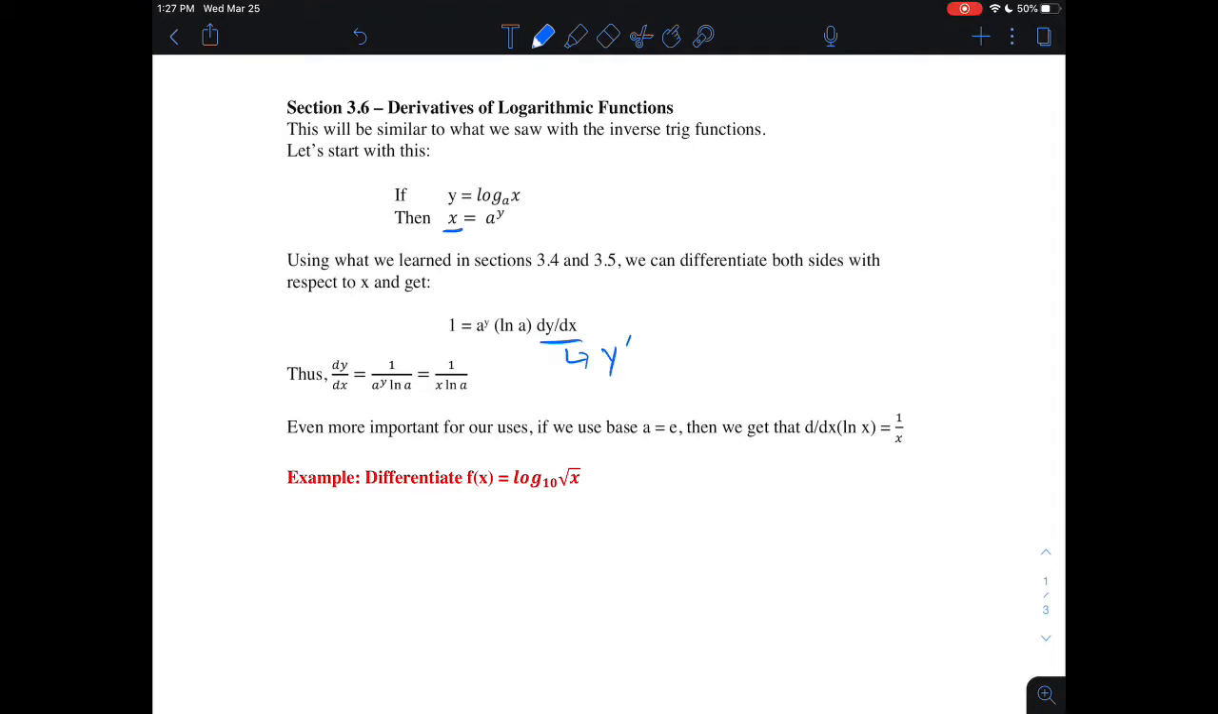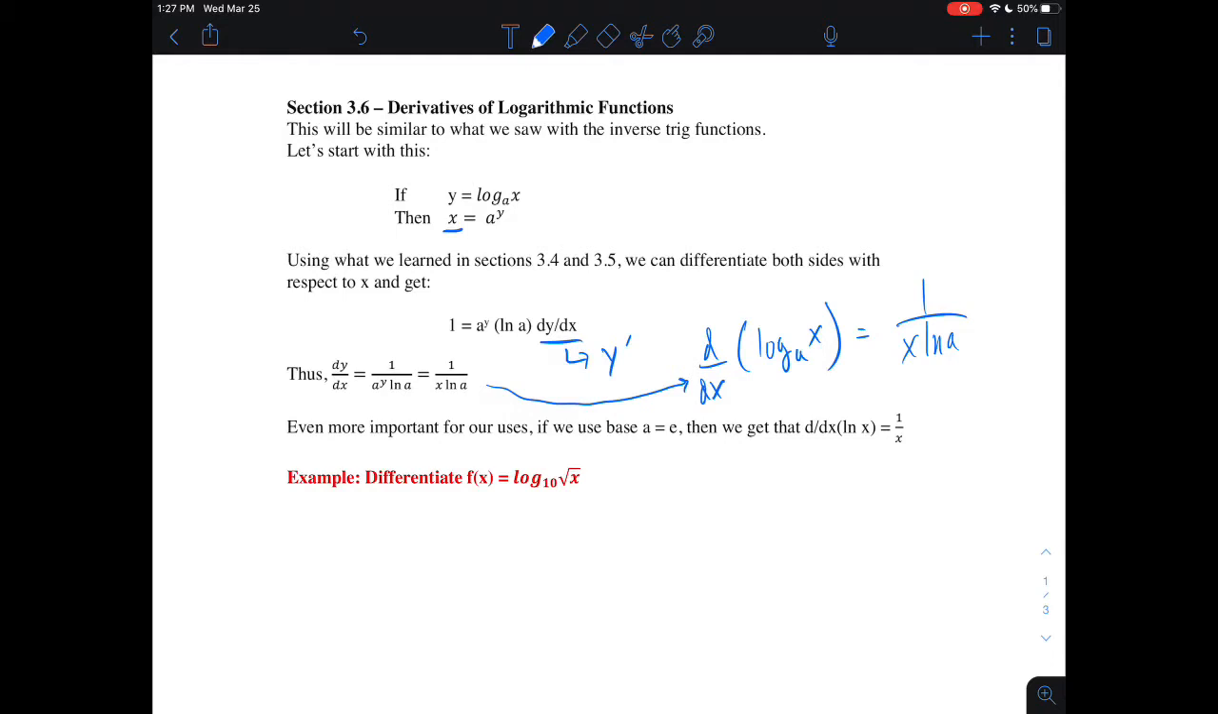So what we get is that solving for dy dx, or y prime, this gives us dy dx is equal to 1 divided by a to the y times the natural log of a. And then since we had that a to the y was the same thing as x, that means we have 1 over x times natural log of a. So really what this last part is saying is, if we go back to the beginning, the derivative with respect to x of log base a of x is equal to 1 over x times the natural log of a.